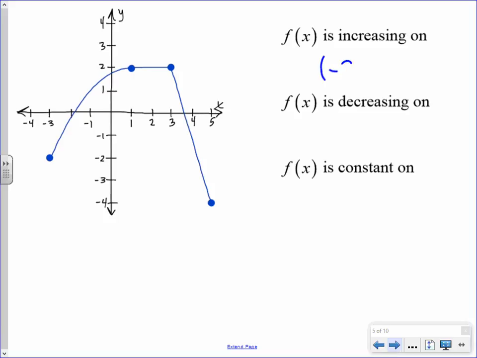From -3 to 1. Well, would you say that at 1 it is increasing? Okay, I would not say that. We're always going to use open parentheses because at those points it's like switching directions or changing, and so you don't want to include one in increasing but then also include it in the next one. You see what I'm saying? So we're never going to include the endpoints.